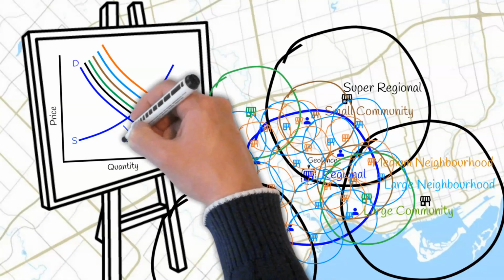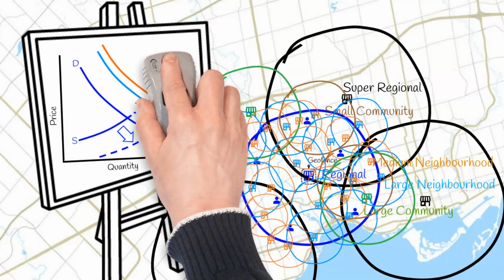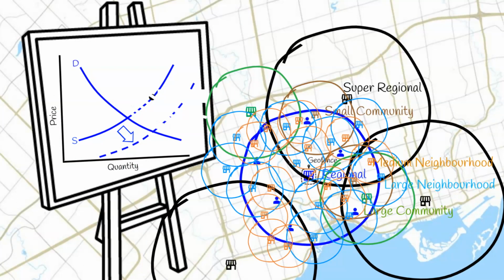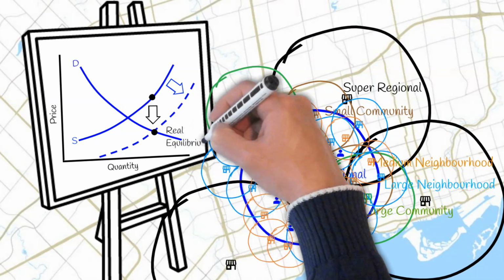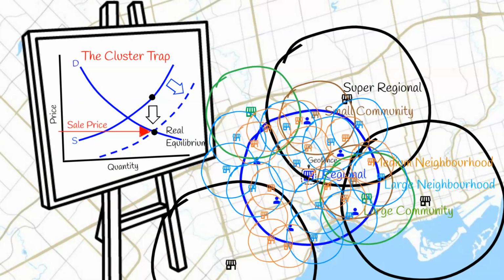More competitors shifts the supply curve to the right. But when you remove the double counted demand, the actual equilibrium price is lower and the sale price cycle begins. And with that, an over competitive retail cluster trap is born.